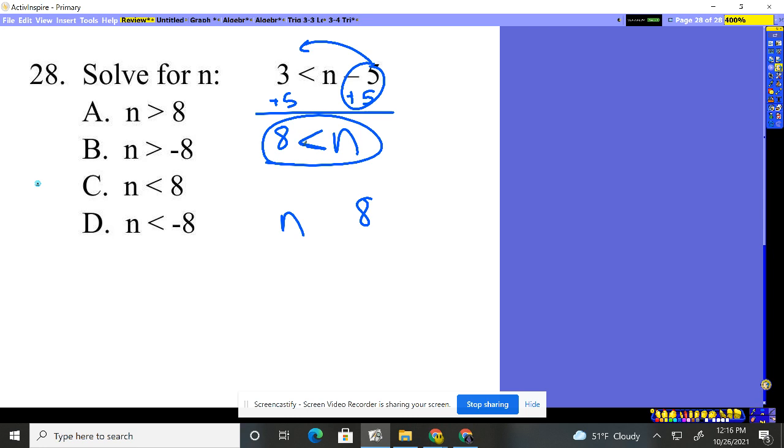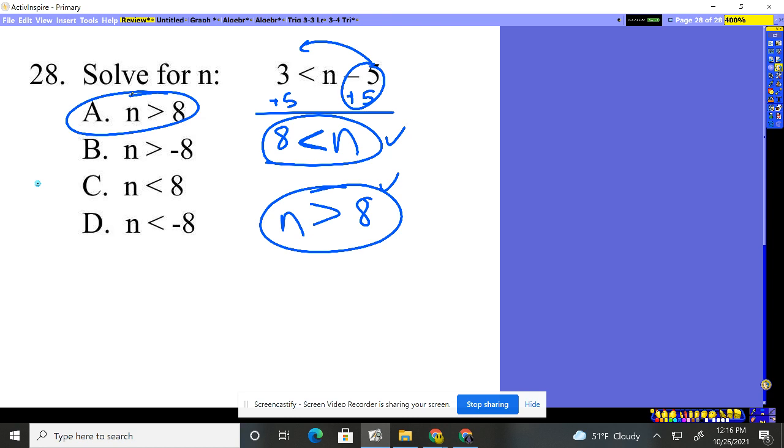Alligator in the problem is like this. It's eating the n. So I need to make sure it continues to eat the n. So this is what I'm looking for. This and this are the same thing. There is no difference. It's just the n is coming first, then the 8. Notice that the n is being eaten in both pieces. So I'm looking for n is greater than 8. Choice A for this lookalike problem number 28.